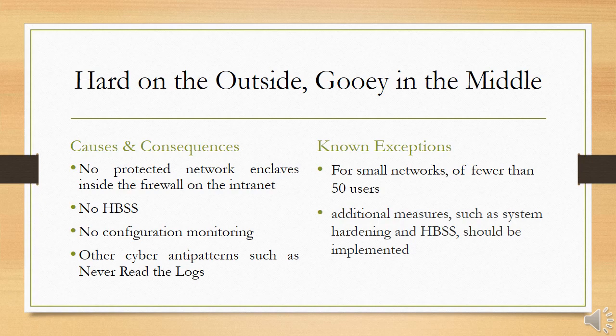In the next field, we have known exceptions. For small networks of perhaps fewer than 50 users, a traditional network architecture might be workable. However, additional measures such as system hardening and HBSS should be implemented.